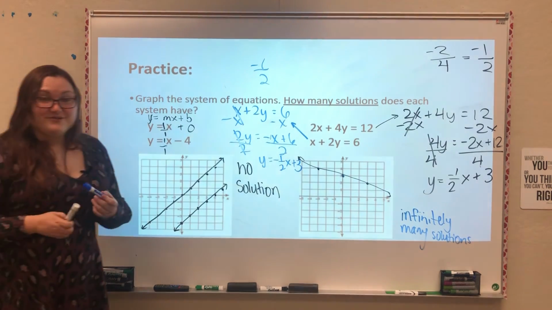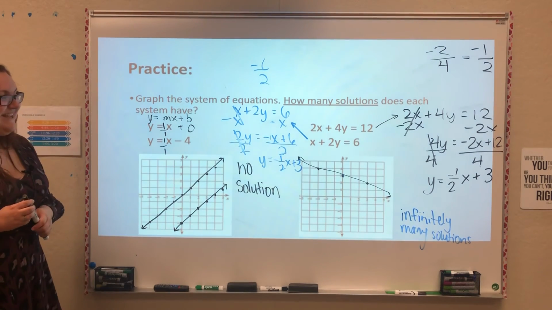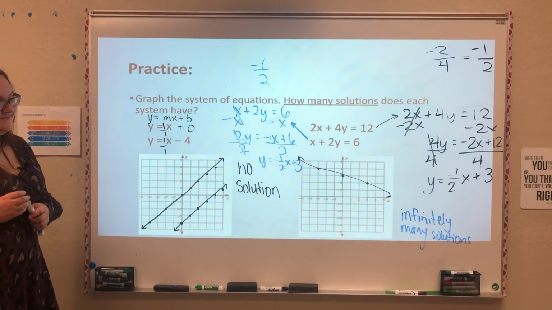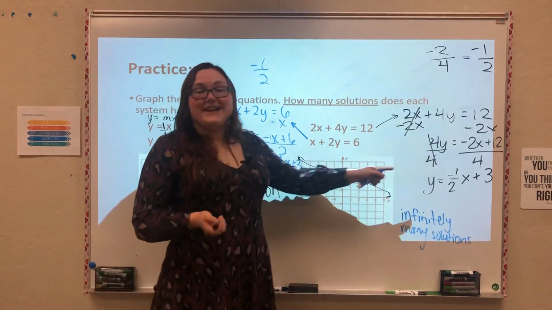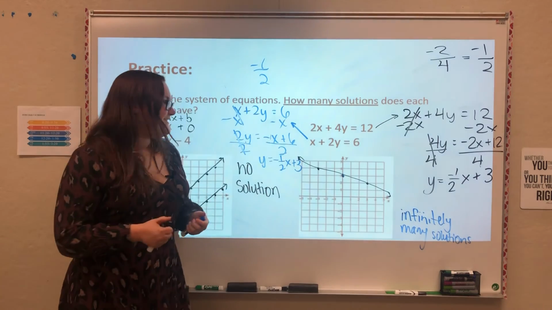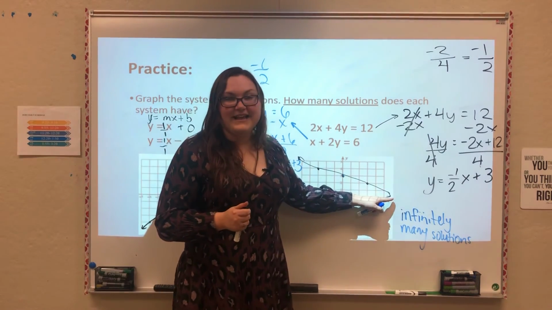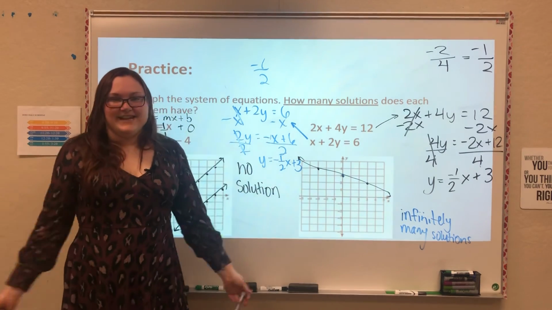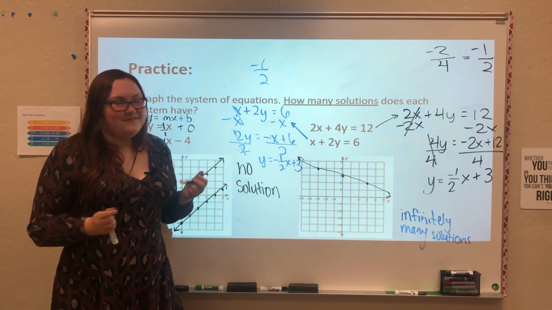Again, if I asked you to explain why, you know I love asking you to explain why, what could we say? Well, there's infinitely many solutions because the lines are the same. There's infinitely many solutions because there's infinitely many points that are on both lines. You could say the lines are the same, so whatever point's on one line is on the other line. Lots of different ways you could explain that.